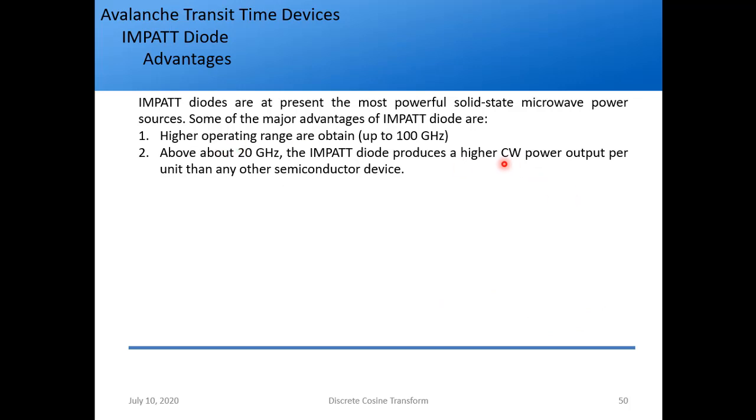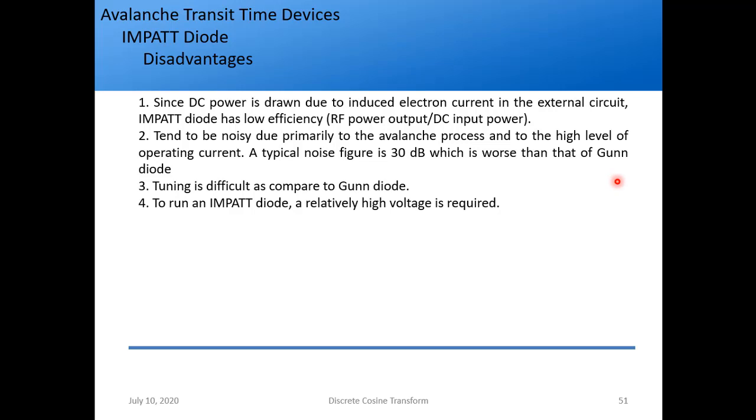But what are the disadvantages? Those are mentioned here: tuning is difficult as compared to the Gunn diode because you have to change the thickness, etc. Then a relatively high voltage is required because we are talking about breakdown, right? So breakdown will happen in the range of megavolts only. So those are the disadvantages.